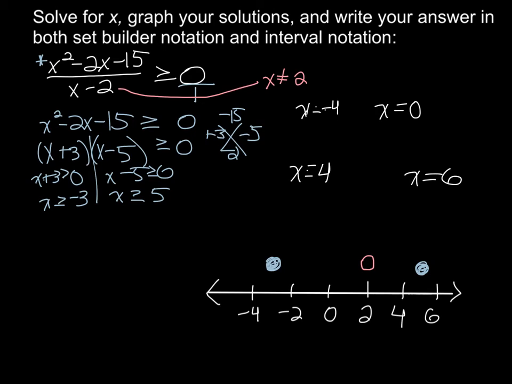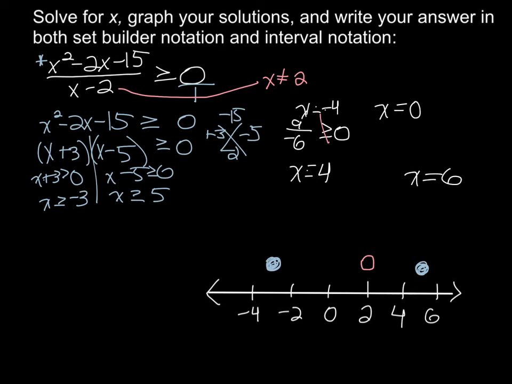When x equals negative 4, negative 4 squared is 16, minus 2 times negative 4, so that's plus 8, which gives me 24. 24 minus 15 is going to give me a 9. And then over negative 4 minus 2, so that's going to give me 9 over a negative 6. And they're saying that's greater than or equal to 0. Well, a negative number is not greater than or equal to 0, so that makes no sense.